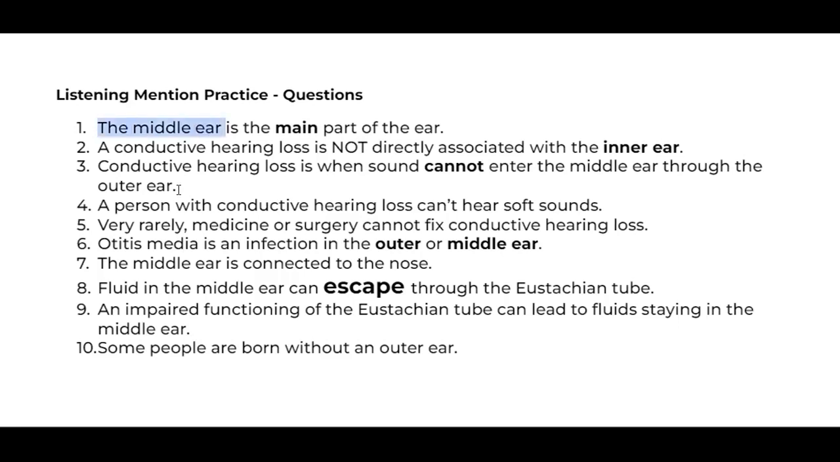Okay, so the middle ear is the main part of the ear. It doesn't say which is the main one. So it is only talking about three parts. Nowhere it is mentioned which is the main part, which is a secondary part, nothing like that. There is no comparison here. A conductive hearing loss is not directly associated with the inner ear. Yeah, it clearly says that it is something happening in the outer and the middle ear. So the inner ear is not involved here. So it's not directly associated with the inner ear is something, it's a mentioned statement, you can say.